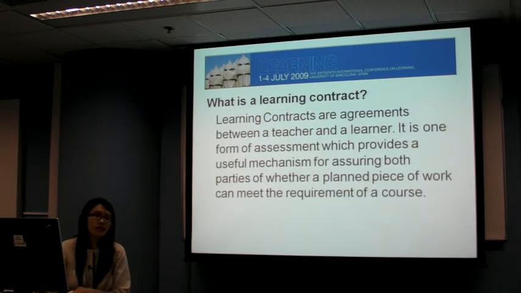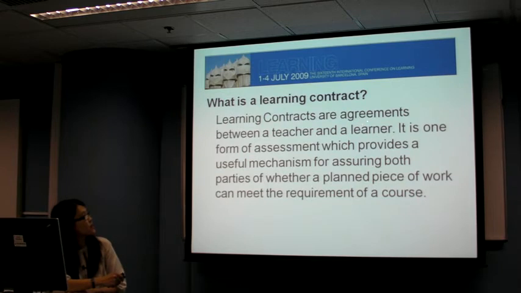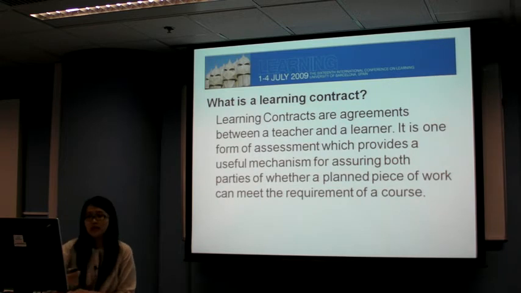So what is a learning contract? Learning contracts are agreements between a teacher and a learner. So it's like other kinds of contract, a kind of agreement between the teacher and the learner. It is one form of assessment which provides a useful mechanism for assuring both parties of whether a planned piece of work can meet the requirement of a course.